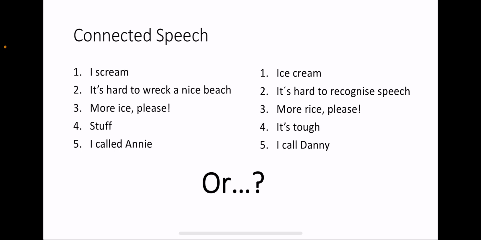Ice cream sounds like I scream, right? Think about number 3. More rice, please. More ice, please. They sound the same. Number 2 can be a little bit different because it depends on how fast we speak. So probably the first time you heard number 2 and the second time you heard the other column. So that can vary. Number 4, stuff. It's tough. Would you say it like that? And number 5, I call Danny. What do you hear? The first column or the second column? They sound exactly the same.